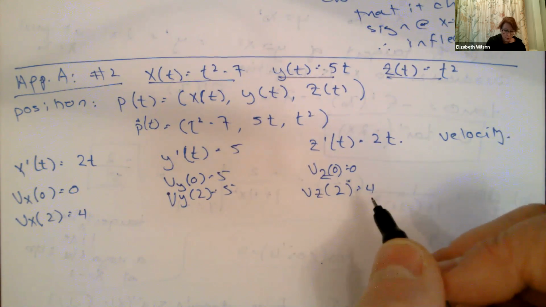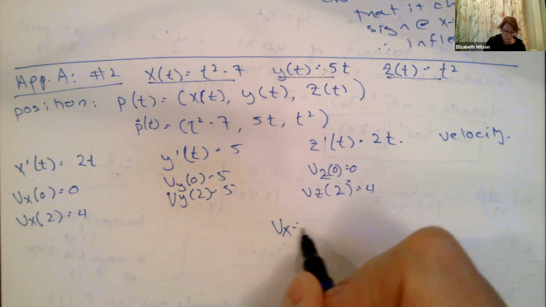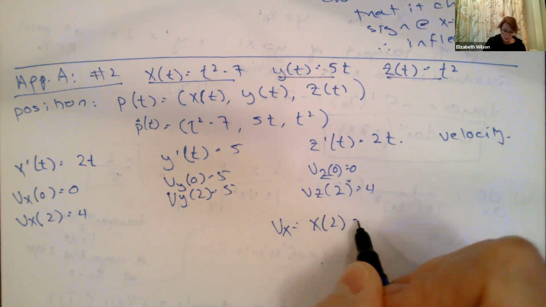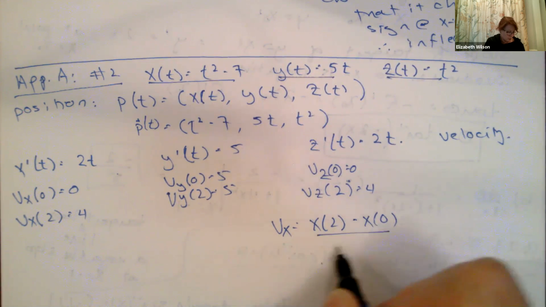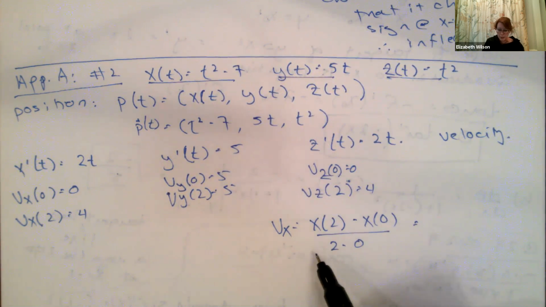Now if I look at things, I'm going to put things together. So v of x is equal to x of 2 minus x naught all over 2 minus 0. I'm going back to my velocity, my x component: I have to look at the change in position over the change in time.